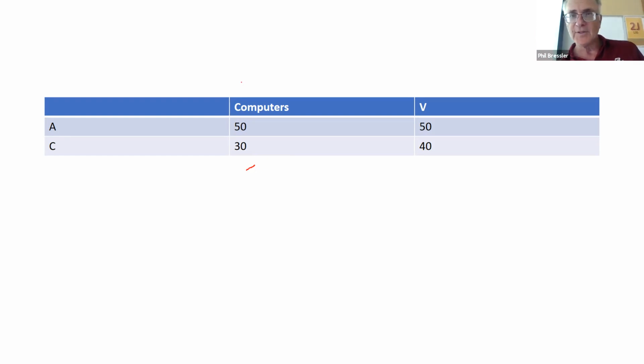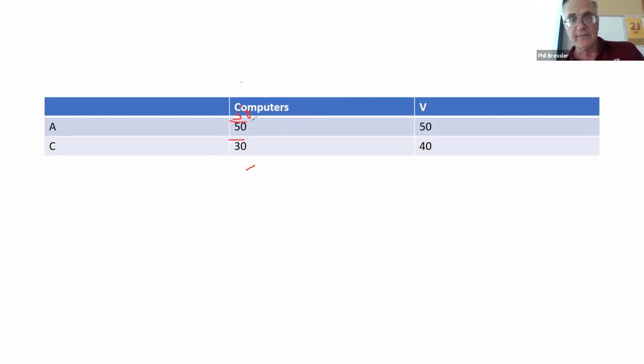Okay, Drew, you seem like the only one who wants to volunteer on this, so go. America has the comparative advantage in computers because you put 50 over 50, which is better than 40 over 30. All right, so 50 over 50 is smaller than 40 over 30. Now, how do we get that?